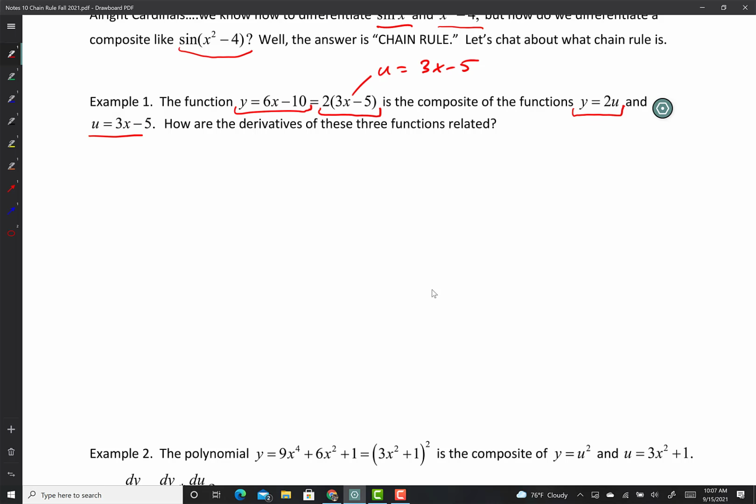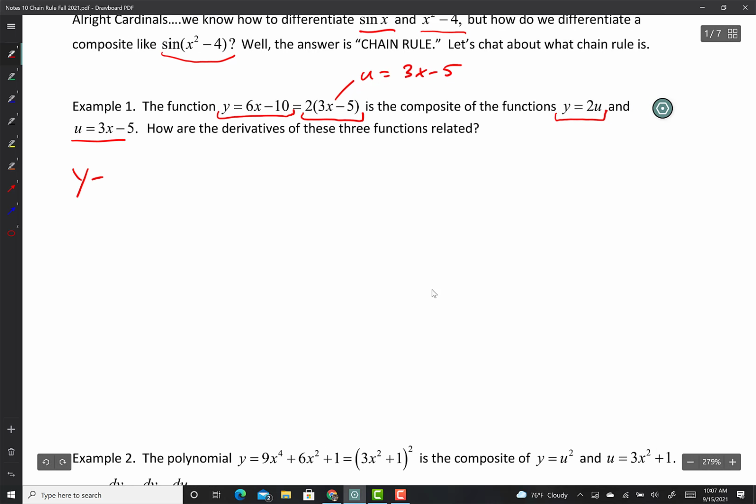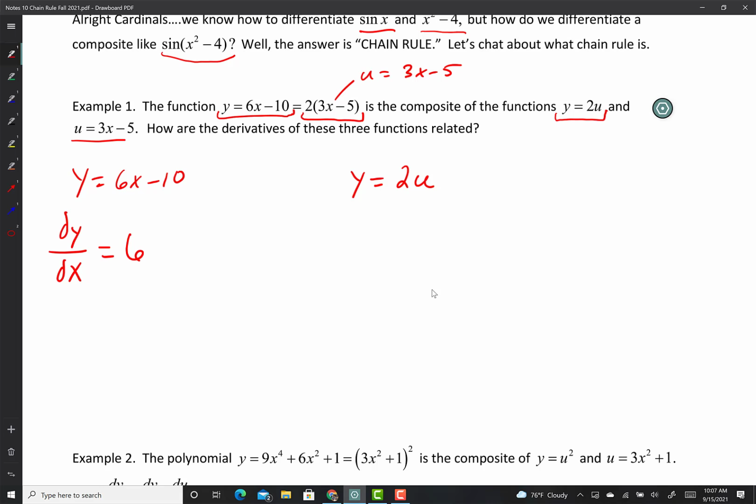Okay, let's see. I'm going to write y equals 6x minus 10. And instead of writing y prime, I'm going to write the derivative of y with respect to x. What's the derivative of 6x minus 10? Perfect, that's 6. Done. Now let's look at y equals 2u. I'm going to take the derivative of y, but not with respect to x this time. I'm taking it with respect to what letter? So dy over du is equal to 2. Done. Are we still okay?